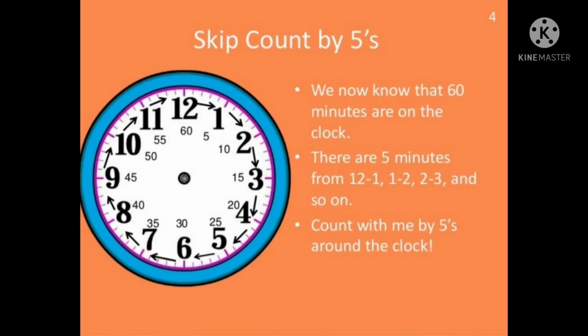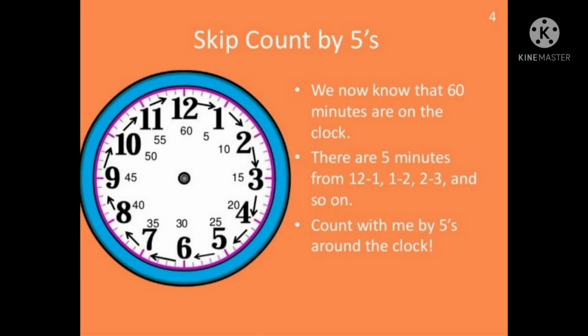Skip count by fives. We know that 60 minutes are on the clock. There are total 60 minutes in a clock. There are 5 minutes from 12 to 1, 1 to 2, 2 to 3, and so on. Count with me by fives around the clock.